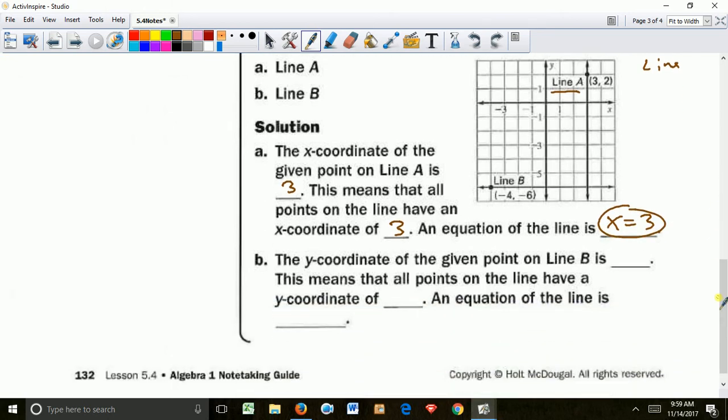The y-coordinate of the given point on line B is -6. This means that all points on the line have a y-coordinate of -6. And again, this is a horizontal line. So in this case, you're going to get the horizontal line, y is equal to -6.